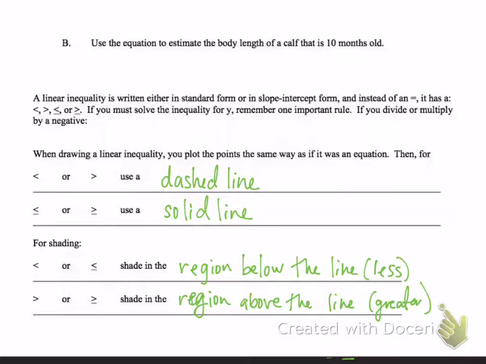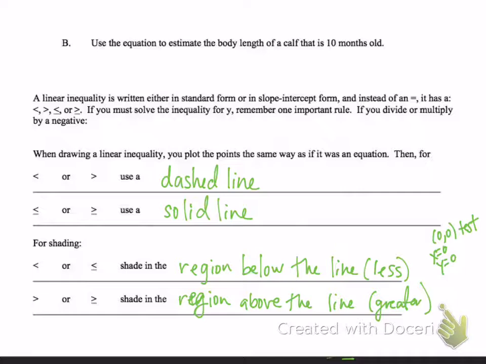Sometimes if you have a line that's almost vertical, it gets a little tricky when you have a steep slope and you don't necessarily know which way to shade. So there's this test that you can do, and I'll show you how to use it in a minute. It's called the 0-0 test. Basically you're going to test a point, 0-0, so when x equals 0 and y equals 0, you're going to plug those into the inequality.